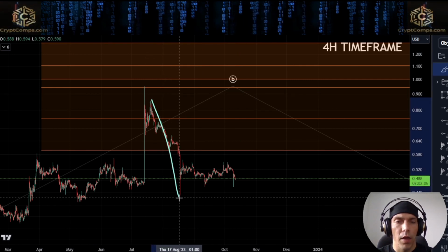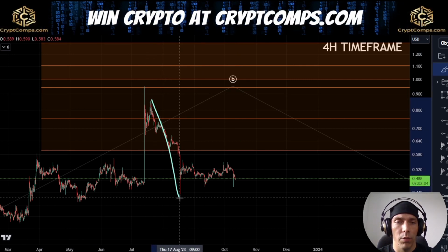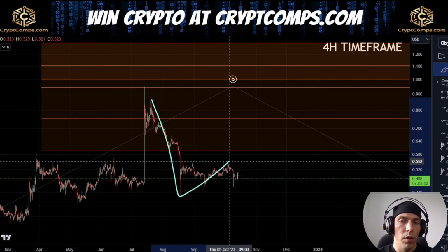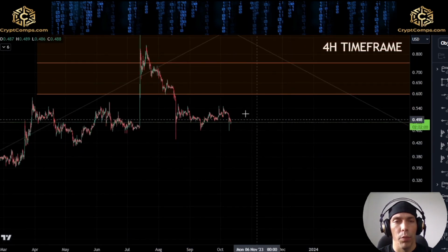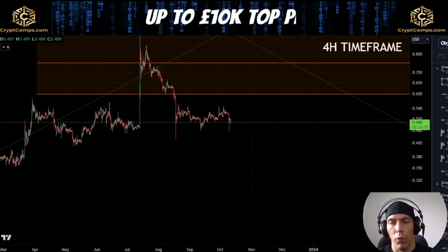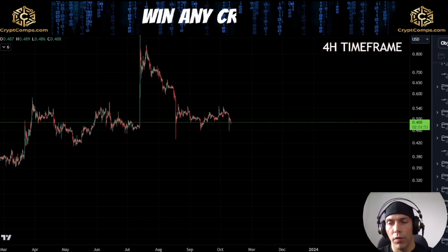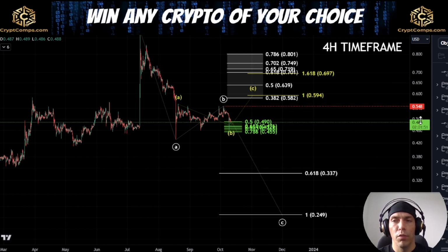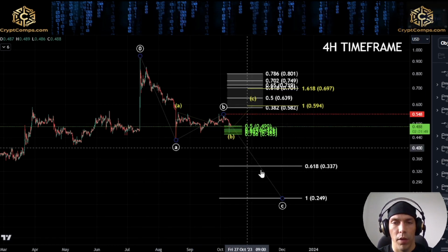Now, if that is the case, this could mean that this is completed. If this is an A wave down to the bottom here, and we're looking at this as a B wave, we could still see a C wave come off the back of this, where we look to break down and not pass this 0549. Within that idea, we're going to see a bigger corrective pattern where this is A, this is B, and this is C.